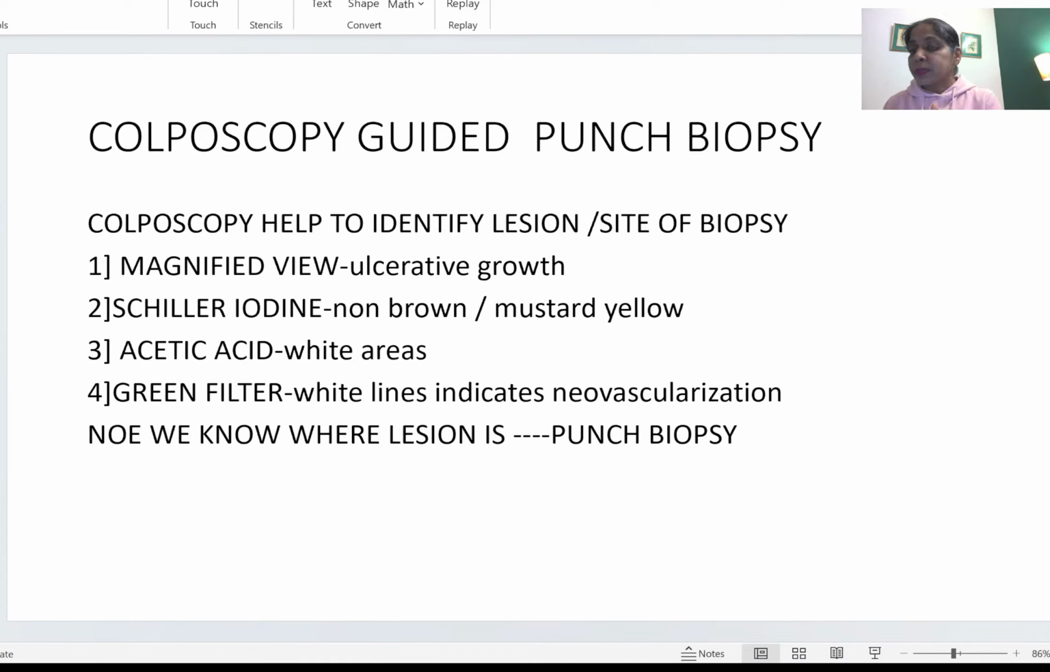Now you cannot do a pap smear because pap smear is a screening test. You need a confirmatory test, which means you have to see the cervix under the colposcope. The colposcope is nothing but a magnification lens. So you see the cervix under magnification and of course you will see something, some ulcers or the like, an ulcerative growth.